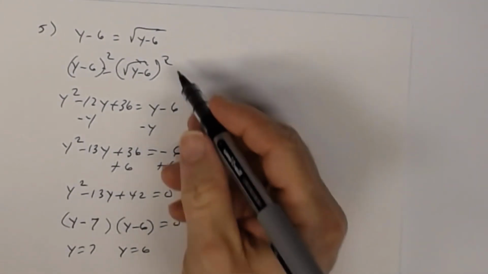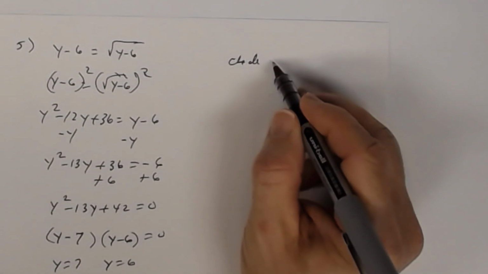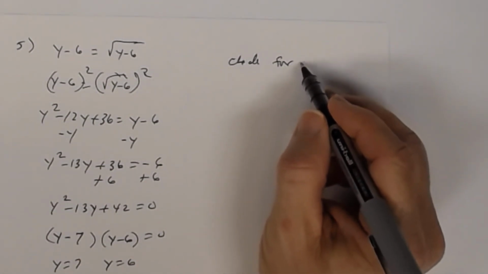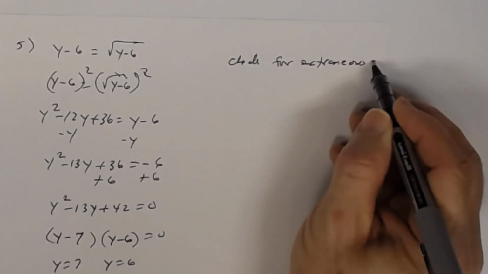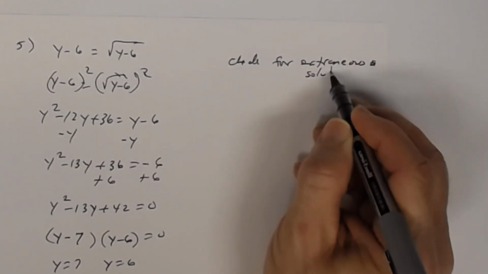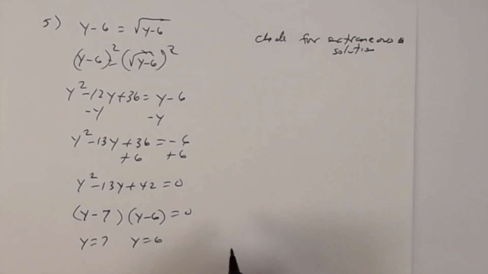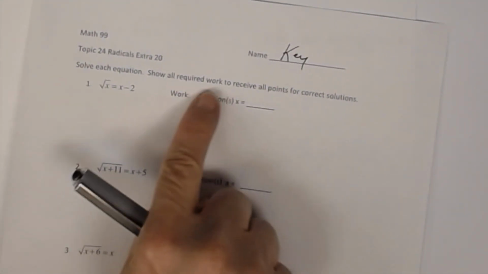Okay, now remember we raise both sides to an even power, so I have to check, and I have to see that you check for extraneous solutions. So many of you don't. So you have to check this. Check for extraneous solutions. Okay, remember that's part of the process. All right, and don't say you just looked at it and said it was correct. Remember, the directions said show all required work.